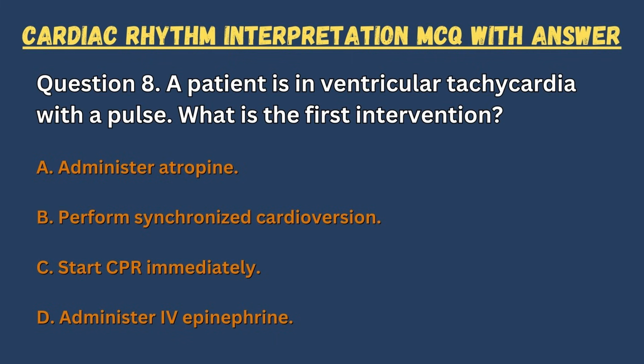Question 8. A patient is in ventricular tachycardia with a pulse. What is the first intervention? A. Administer atropine. B. Perform synchronized cardioversion. C. Start CPR immediately. D. Administer IV epinephrine.